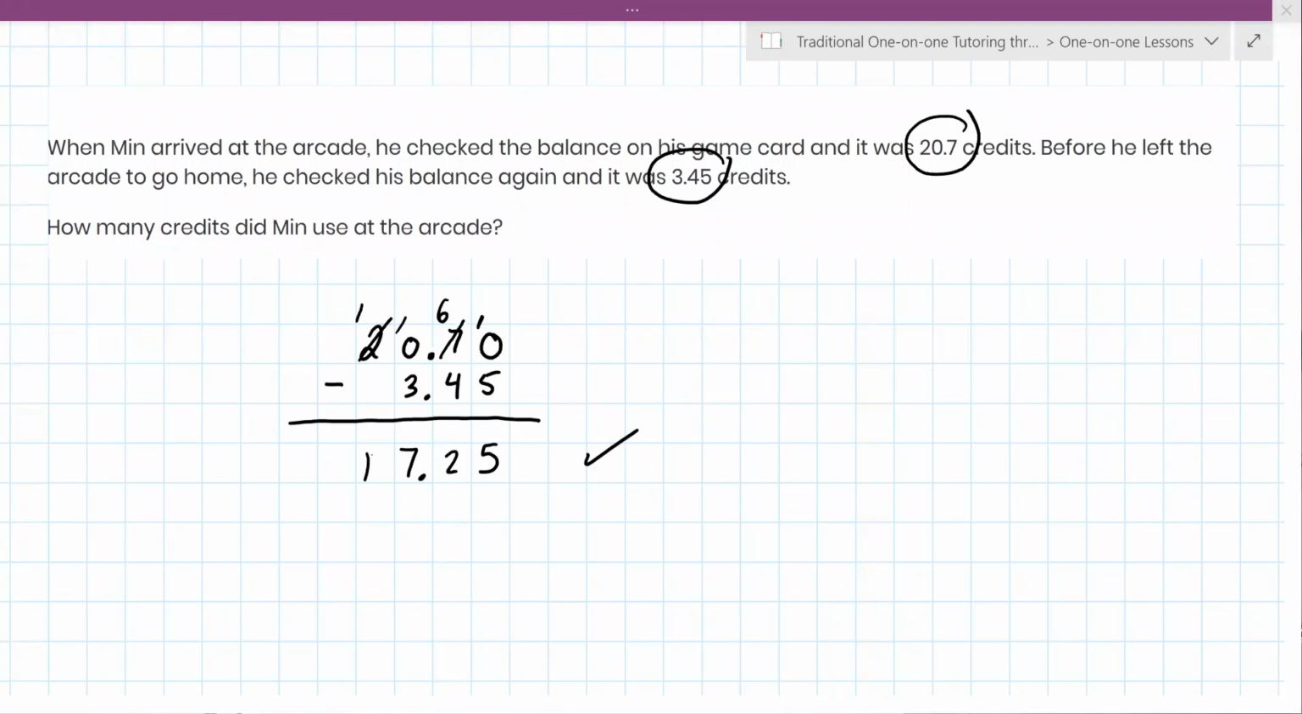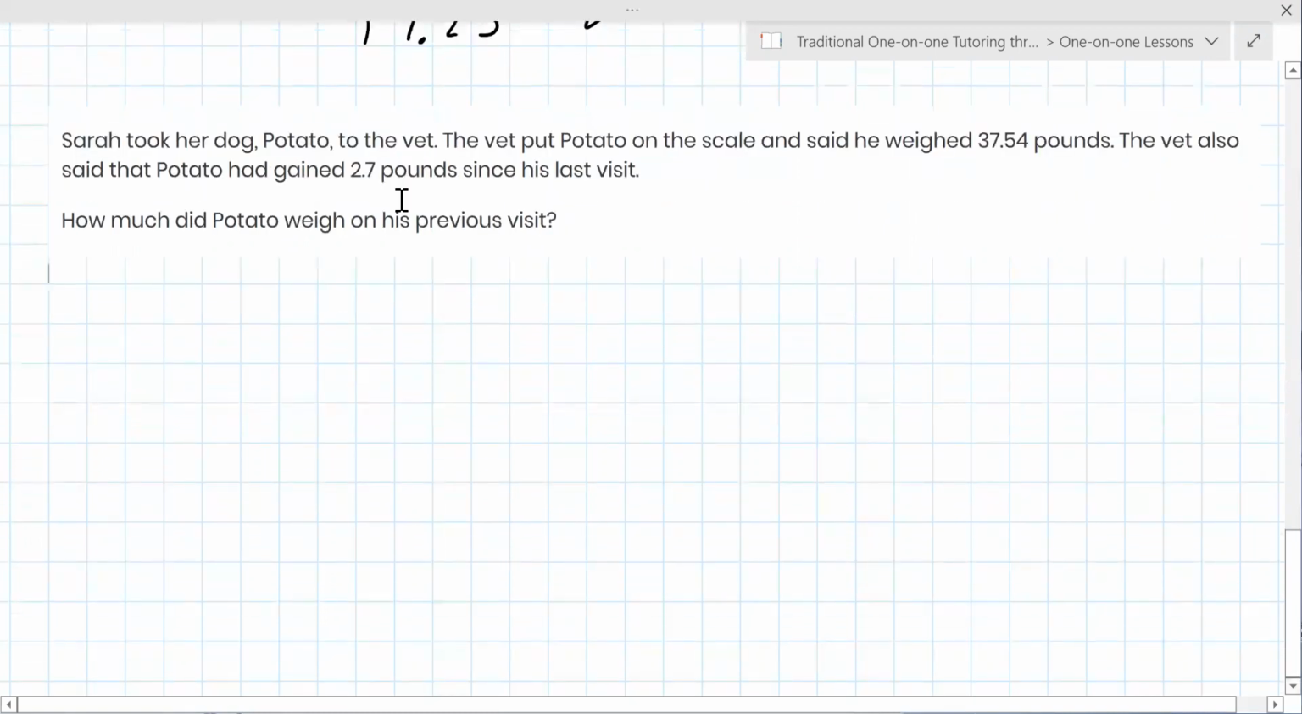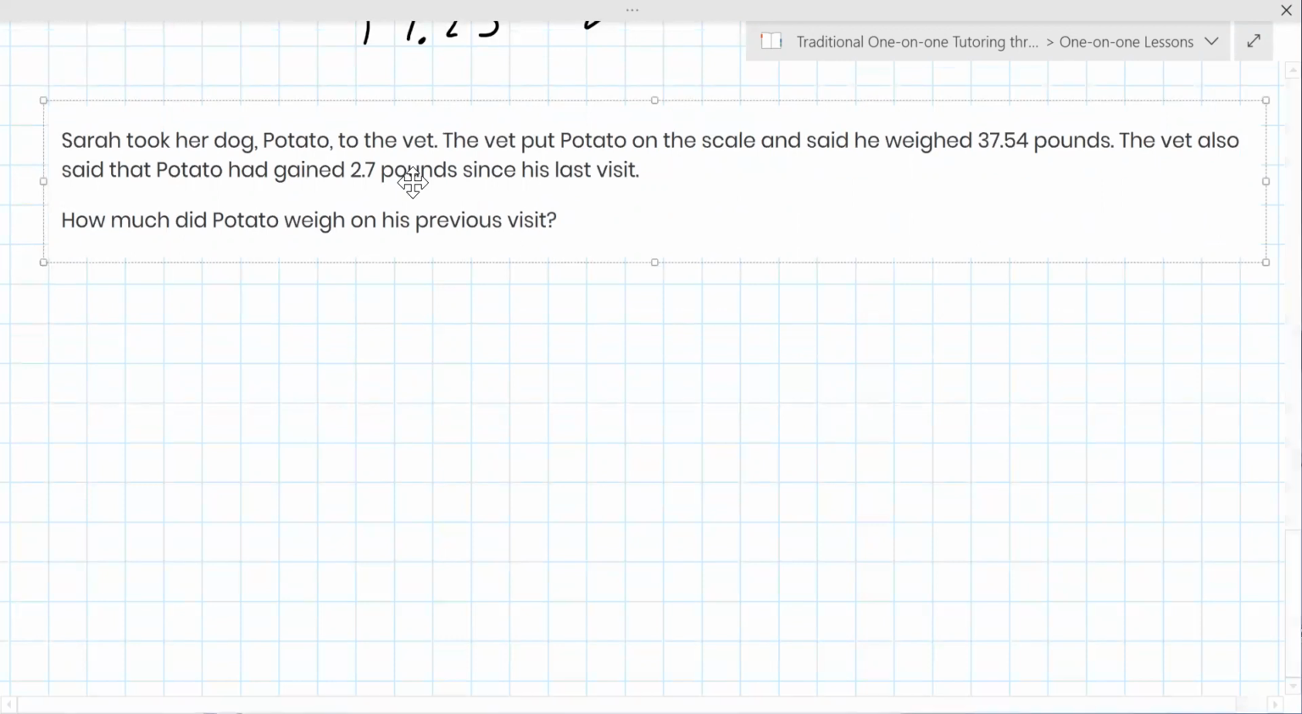So I'm going to help out here again with just giving you the math operation, but let me read this next one out loud for us. Okay. Sarah took her dog Potato to the vet. The vet put Potato on the scale and said he weighed 37.54 pounds. The vet also said that Potato had gained 2.7 pounds since its last visit. How much did Potato weigh on his previous visit?